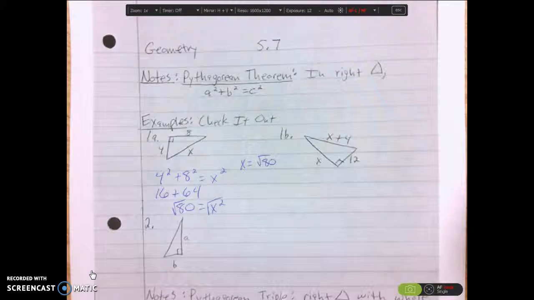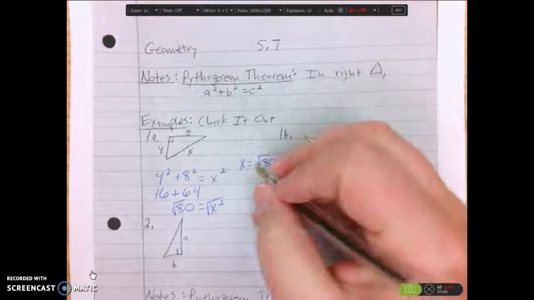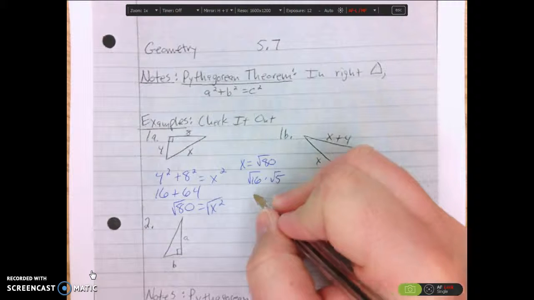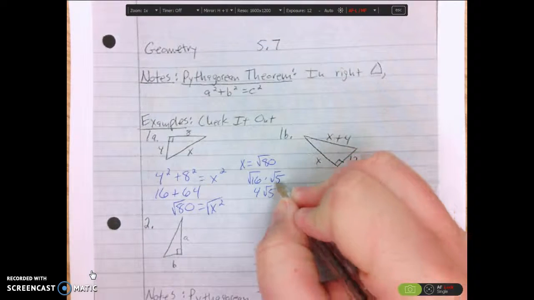Simplest radical form, though, you want to factor out any perfect squares that you can, and 80 can be divided by 16 5 times, so that actually equals the square root of 16 times the square root of 5, and so my simplest radical form would be 4 root 5.